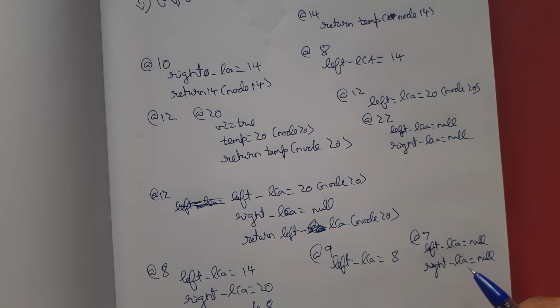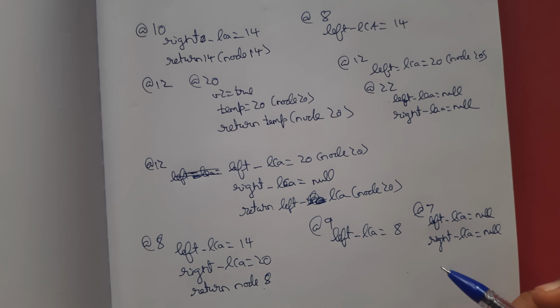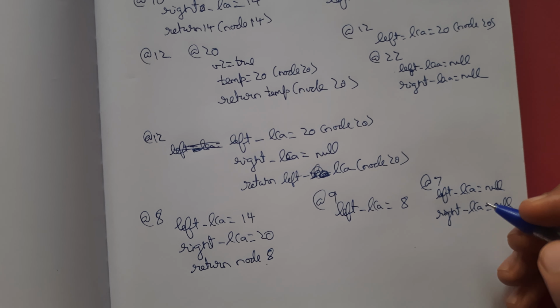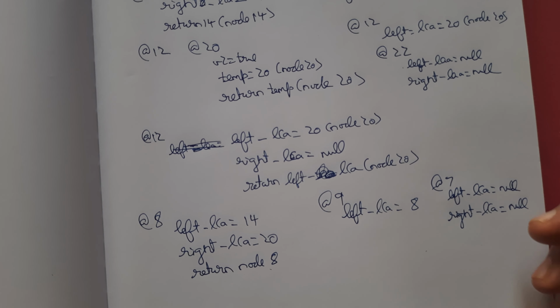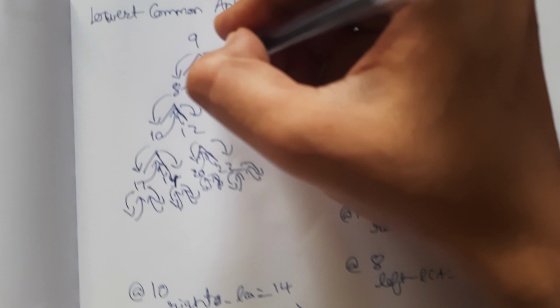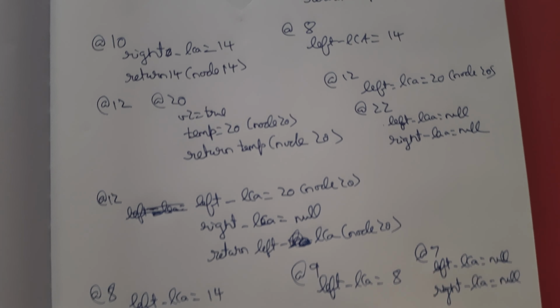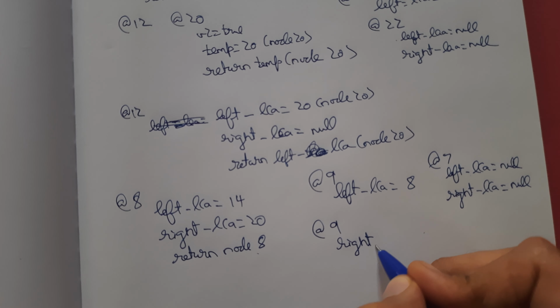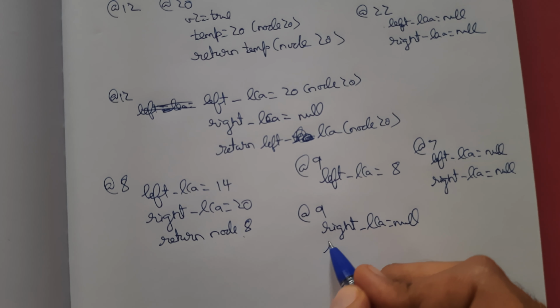Since both these values are null, we'll be returning a null value, because the next if conditions after the recursive statements will also not be satisfied, and what is left is only the null value that needs to be returned to node 9. So the control again goes to node 9. At node 9 we have right LCA as null and left LCA as 8.